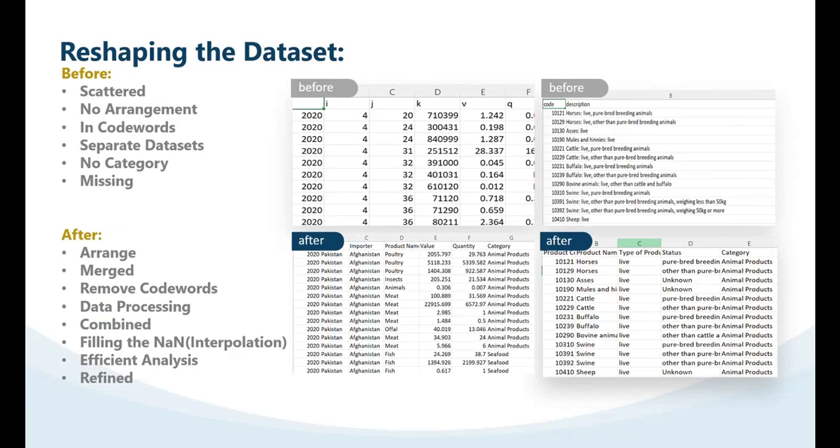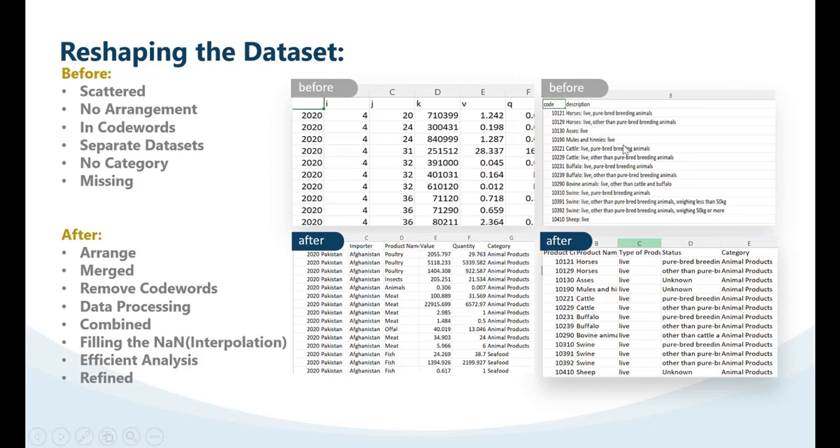I have the dataset of the years from 2018 to 2022, and here is the original dataset which I gained from Google, in which the column names are in the form of alphabets like I, J, K, V, Q, and in these columns I have the codes. Here is the code, here is the value, and here is the quantity. And then I have two more datasets: the dataset of country codes and the dataset of product codes, which are the codes of the products and the information of the products.